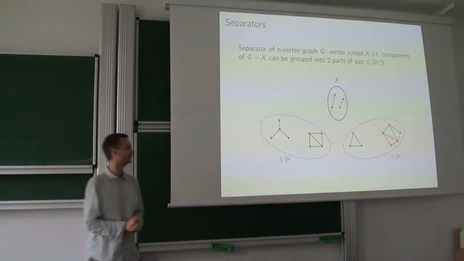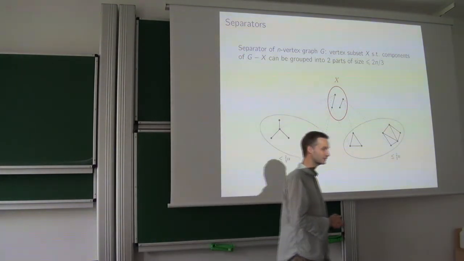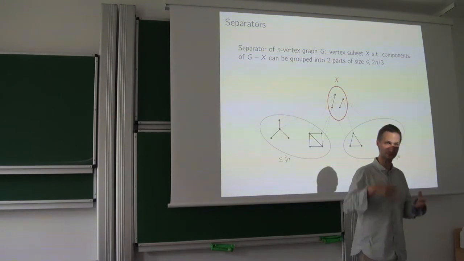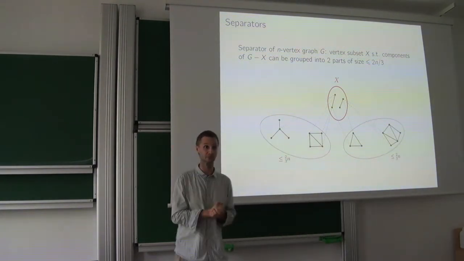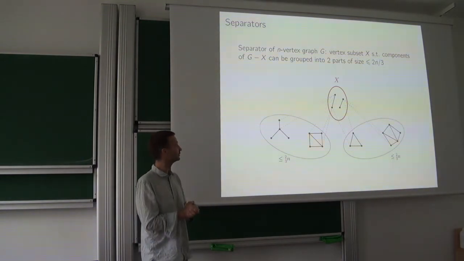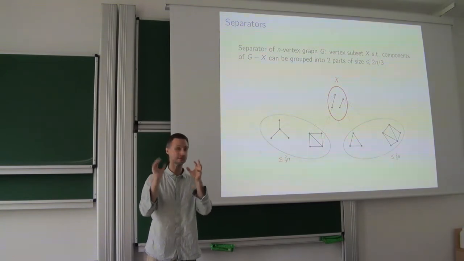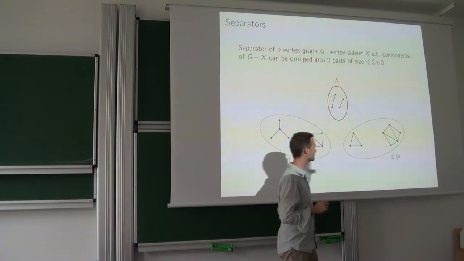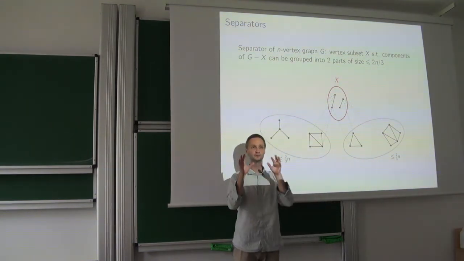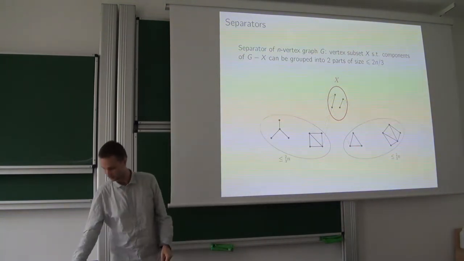So now let me start a bit with discussing separators. What is the separator for me for this lecture and for tomorrow's lecture, because we are going to use it tomorrow as well. A separator for me is a subset of vertices, so that when you remove it, you can group the connected components into two sets, each of which has size at most 2 times n, where n is the number of vertices of the original graph. And that's what I will call a separator.